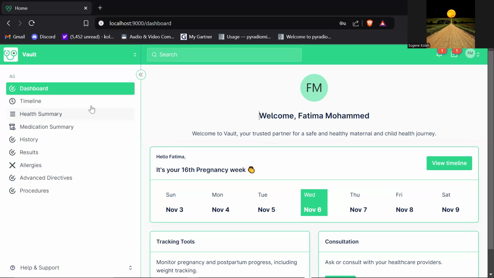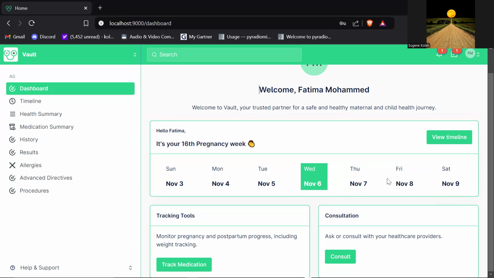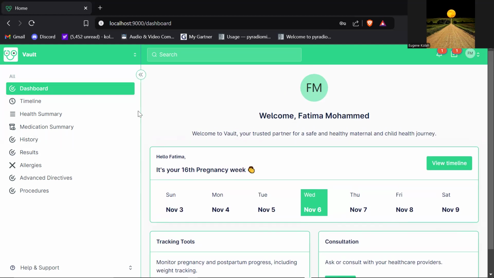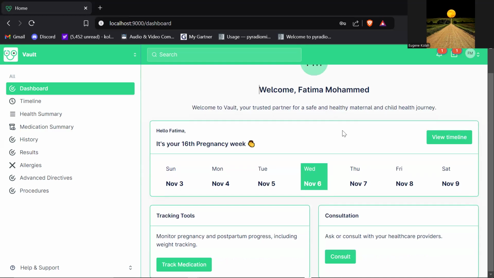So she has a timeline to ensure that her dates are well taken care of, her dates for the visits that she's supposed to attend, and the dates for vaccination for the children that she's supposed to take them in. On the left side, we used a simple UI, where she has the summarized version of all the summaries that she can access directly. And then on the right side, we have the overview of the pages.